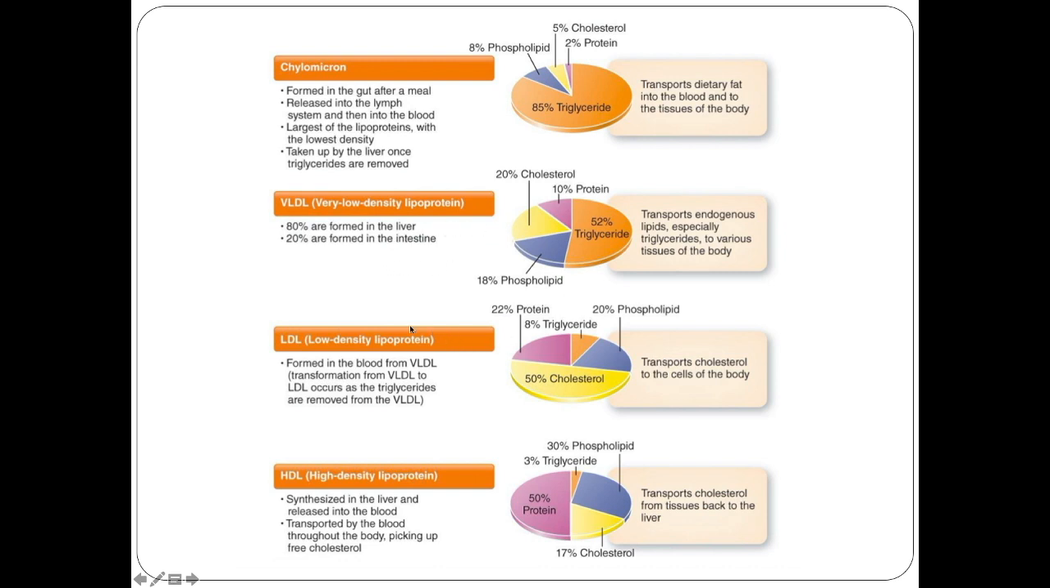Then low-density lipoprotein forms in the blood as the triglycerides in very low-density lipoprotein are digested. And this generally transports cholesterol to the cells of the body to be utilized in the fat digestion and also to be utilized for hormone production. And then high-density lipoprotein collects the cholesterol and brings it back to the liver in order to continue this process.